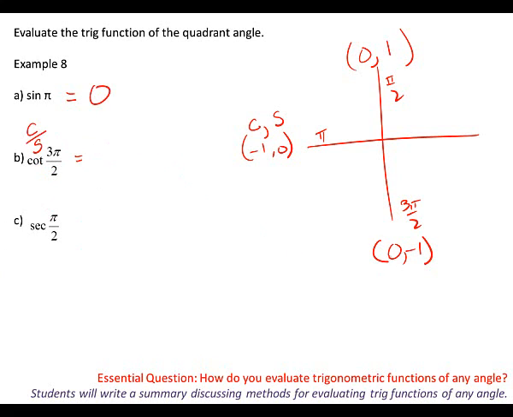All right, what is 3 pi over 2? What's your cosine? 0. What's your sine? Good. And so my answer is 0.